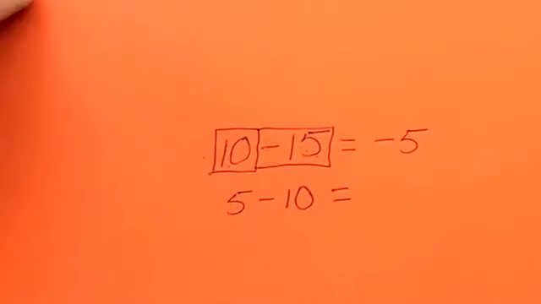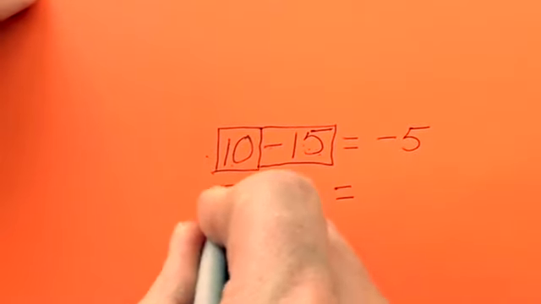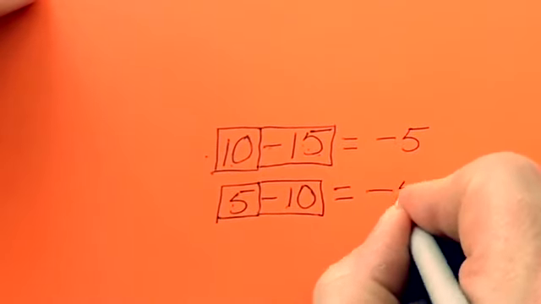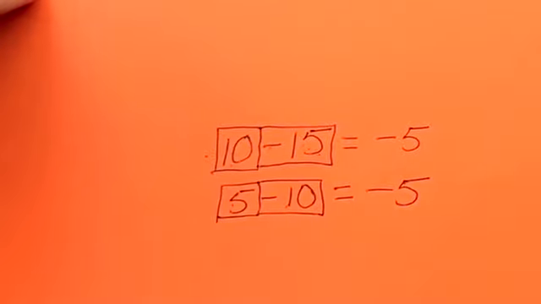So, again, box off. How many positives? 5. How many negatives? 10. Negatives will win. We have 5 more negatives than we do positives. So, again, my answer here would also be -5.